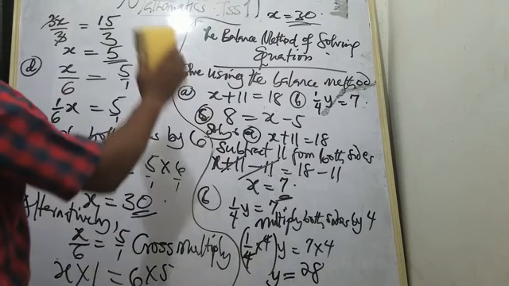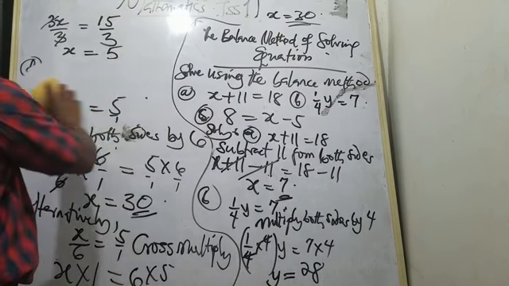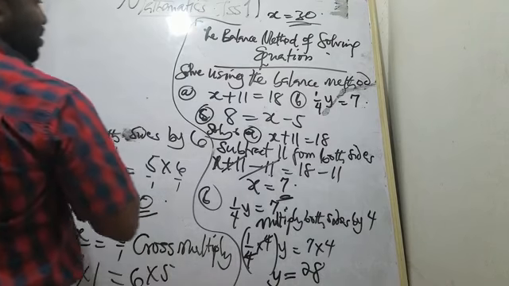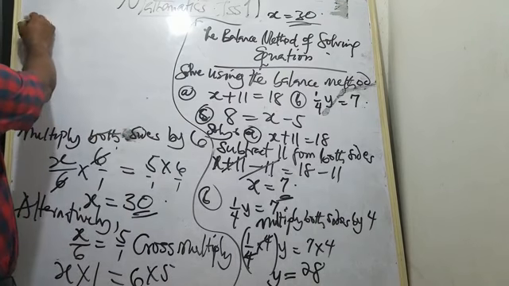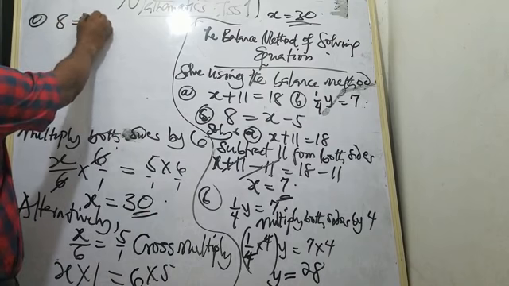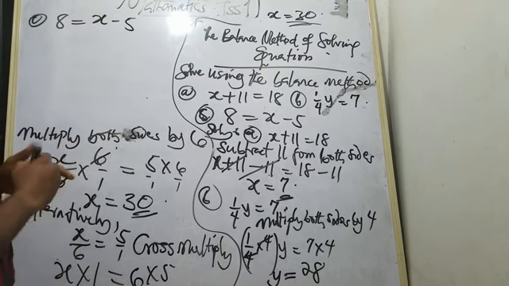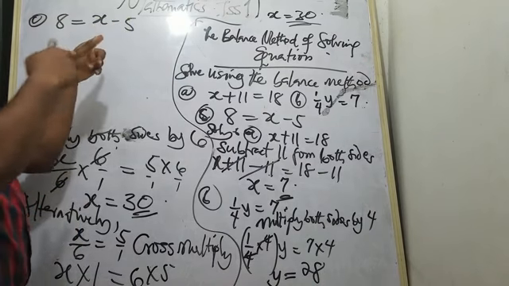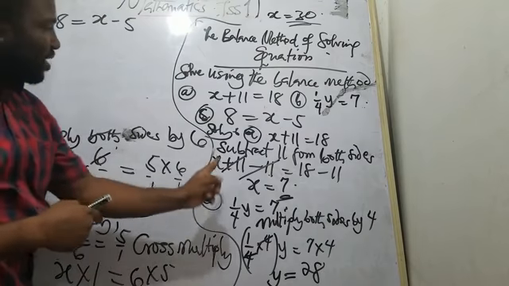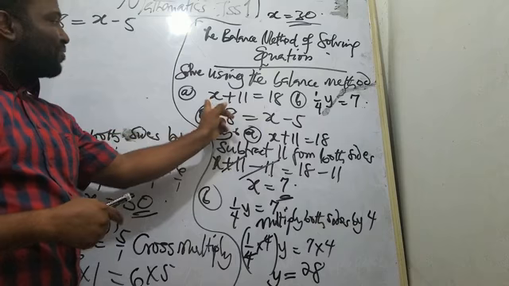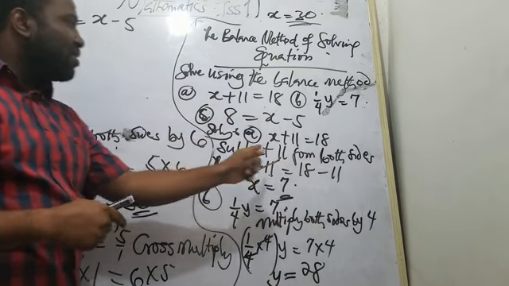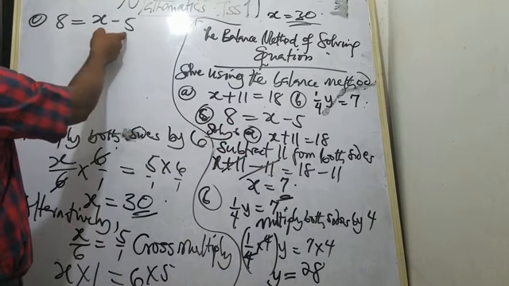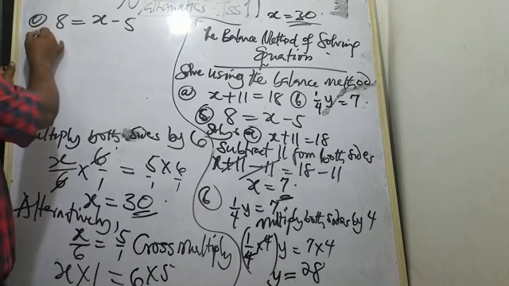Okay, now let me come here. If I have another one, number C, 8 is equal to x minus 5. Now, what is with x here? Minus 5. You will now add 5 to both sides. Instead, look at this. Positive is with 11, that's why you subtracted from what? Both sides. But here, negative 5 is with x. So you add 5 to both sides.